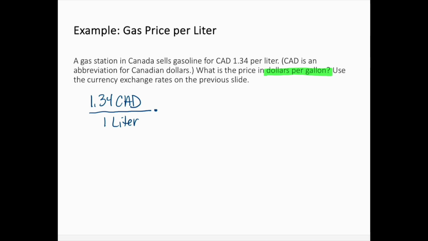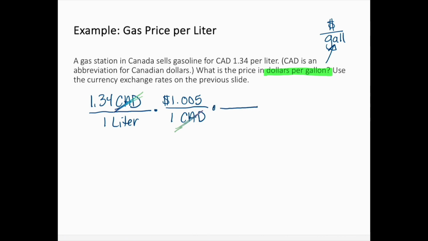If you look at the chart on the previous page, we have that 1.005 US dollars is equivalent to 1 Canadian dollar. And I'm putting the Canadian dollar in the denominator so I can cross it off. So now I'm left with US dollars in the top, which is what we want. Looking at this, we want dollars per gallon, so that means we want dollars on the top and gallons on the bottom in our final answer. We've got the dollars in the top, now we gotta do gallons.